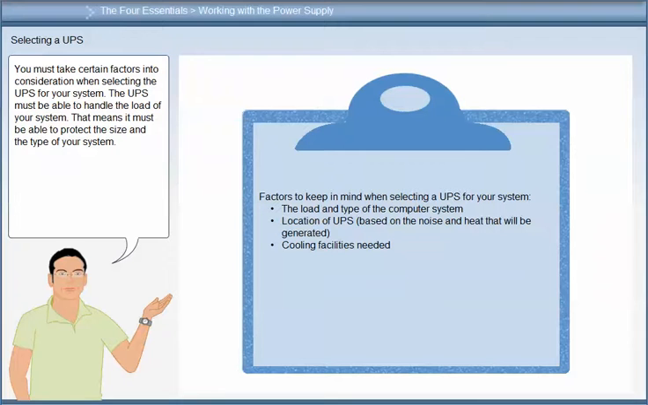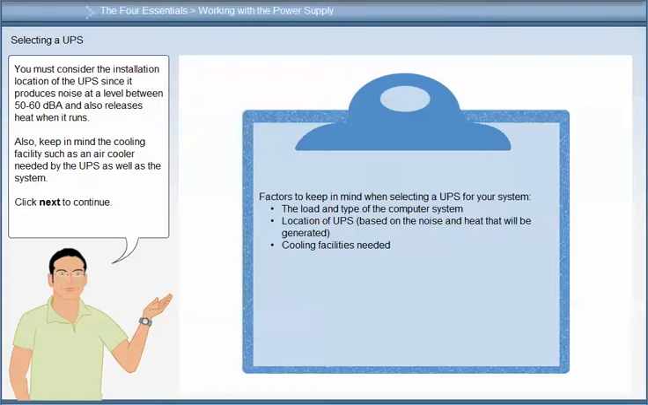You must take certain factors into consideration when selecting the UPS for your system. The UPS must be able to handle the load of your system. That means it must be able to protect the size and the type of your system. You must consider the installation location of the UPS since it produces noise at a level between 50 to 60 dBA and also releases heat when it runs. Also keep in mind the cooling facility such as an air cooler needed by the UPS as well as the system.